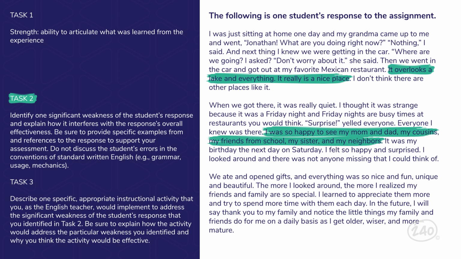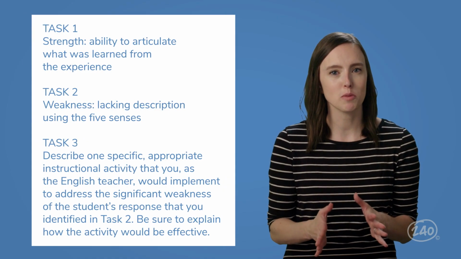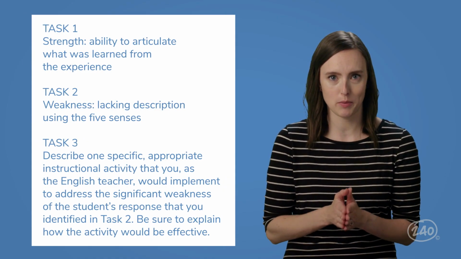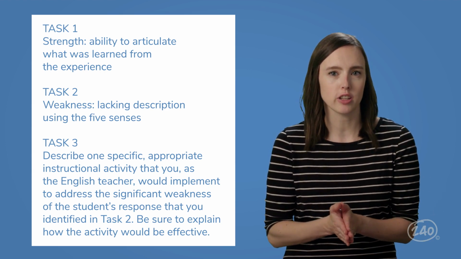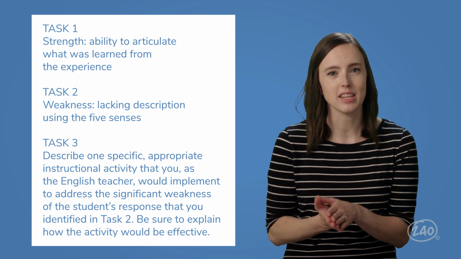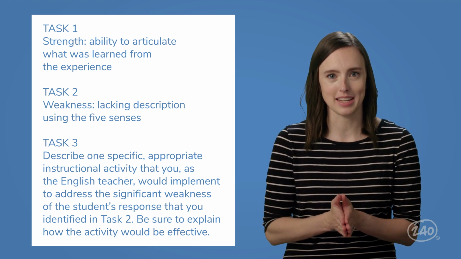He seems to be telling and not showing. Plus, it's his favorite Mexican restaurant, so there's probably lots of smells and tastes to describe. Now, we need to determine what the teacher should do to address that weakness. Again, there's not only one correct answer. You'll just need to make sure that the activity or strategy you choose is specific, and you explain exactly how it would help target the weakness.